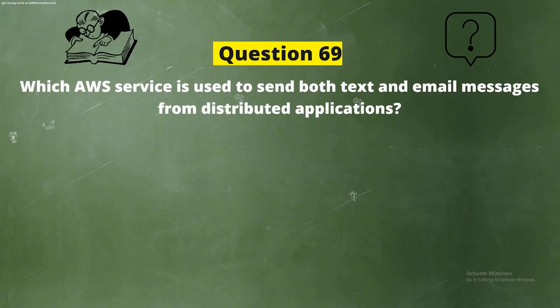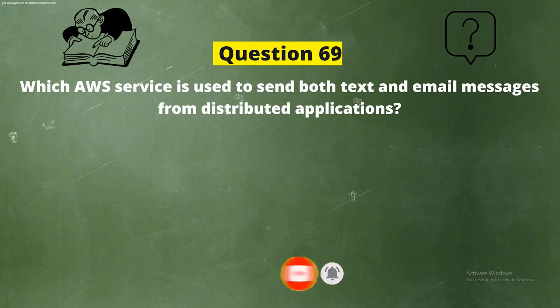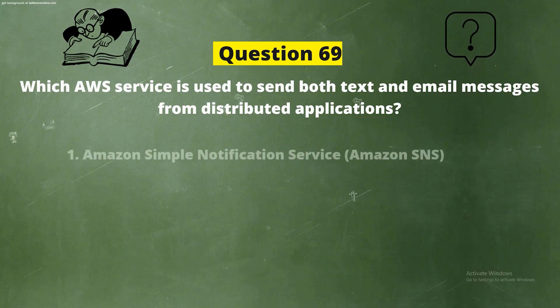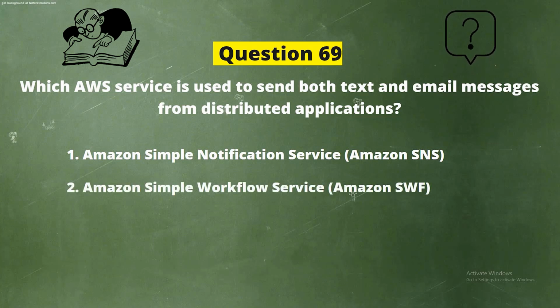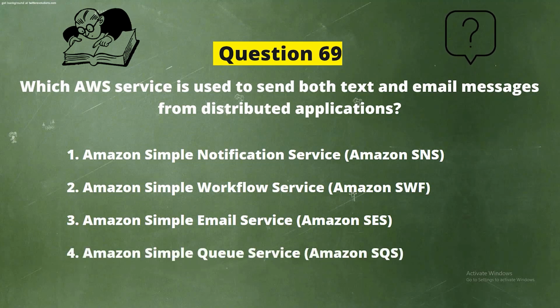Next question. Which AWS service is used to send both text and email messages from distributed applications? And the options are: Option 1. Amazon Simple Notification Service, Amazon SNS. Option 2. Amazon Simple Workflow Service, Amazon SWF. Option 3. Amazon Simple Email Service, Amazon SES. Option 4. Amazon Simple Queue Service, Amazon SQS.